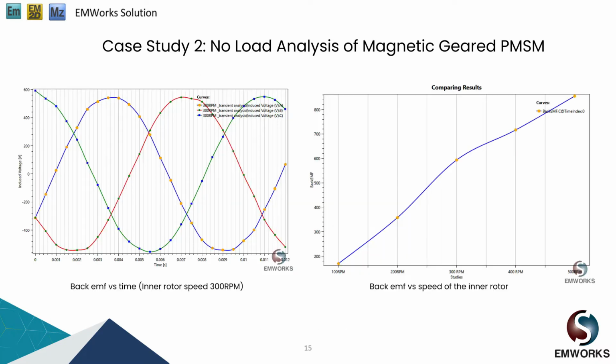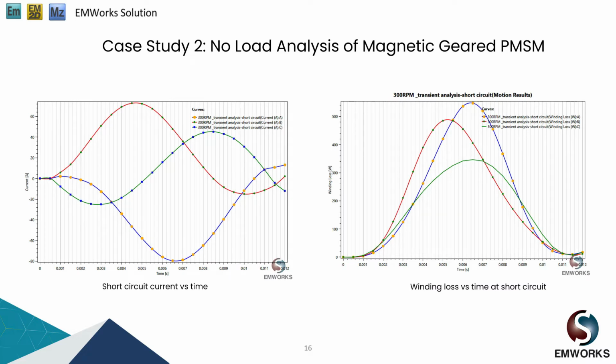Okay, now we are showing the results of the back EMF versus time. The back EMF of the inner rotor at a speed of 300 RPM is shown in the left figure. You can see that the back EMF has a sinusoidal shape, and it is around 500 volts, while in the right figure we investigated the back EMF results versus speed. We changed the speed and computed the back EMF at each speed. You can see that the back EMF increases when the speed increases. So they are proportional.